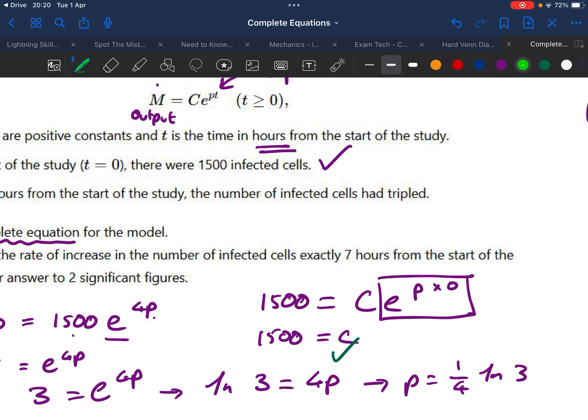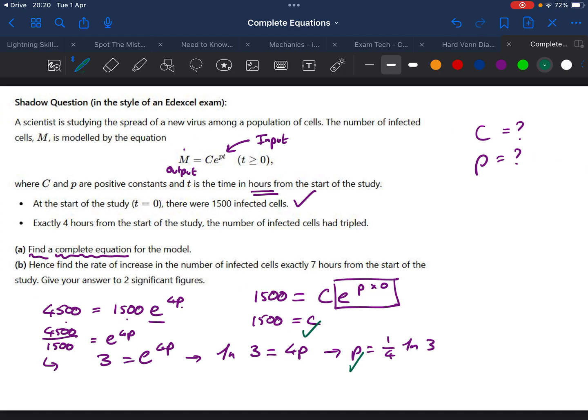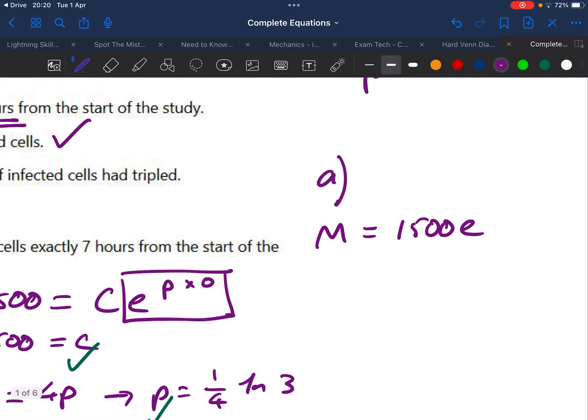So we're done, right? Well, no, we haven't actually written the complete equation anywhere. For the complete equation, the actual final answer to A would be to write it. So M is there, but C and P are the constants, and when it says complete equation, any constants that can be found need to be written in. So we're going to write this as 1,500 E to the power of, again, a quarter natural log of 3, and just to make it nice and obvious, we'll write it like that.